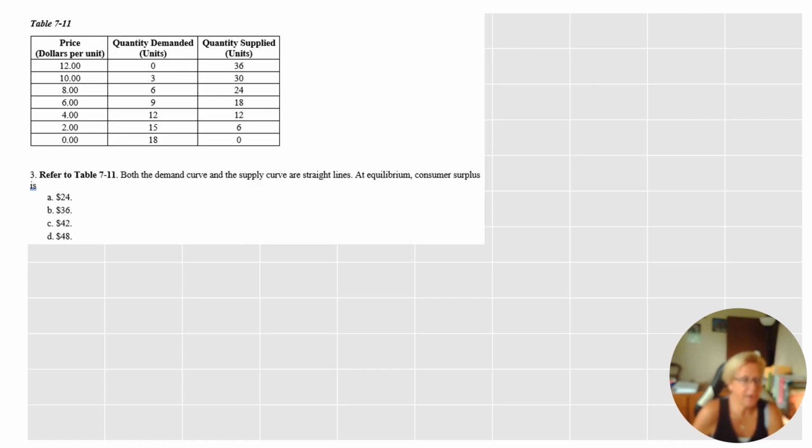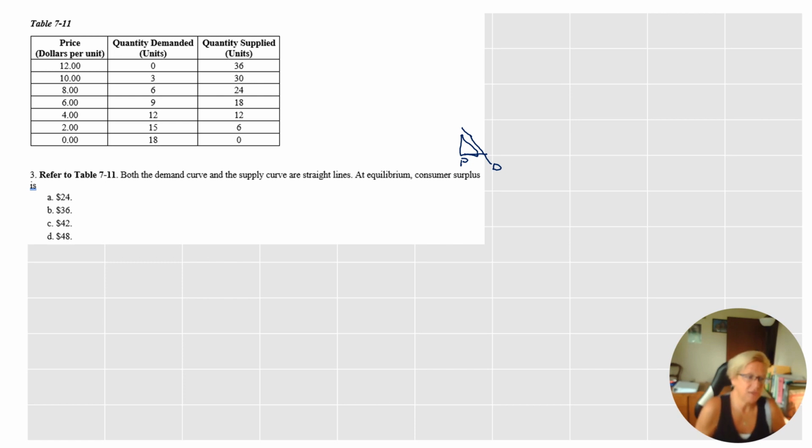Okay, here's our next problem. You could do this in Excel to make a graph if you desire. I do it the old way, so to speak. Here we have both the supply and demand diagrams as straight lines. At equilibrium, consumer surplus is the area above the price but below demand. So if this is our demand curve, we want to calculate this triangle as consumer surplus.